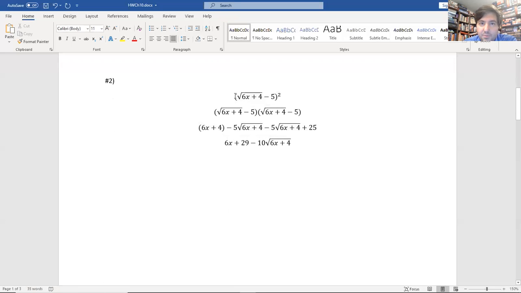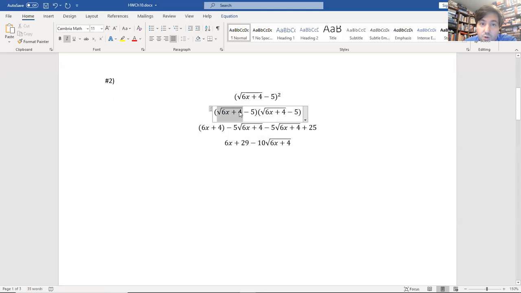For the next problem, we've got the square root of 6x plus 4 and then a -5. We're taking that whole expression and we're squaring it. A good place to start, since it's squared, that means write it out 2 times. So here it is once, here it is again, and we're going to do FOIL with this guy.